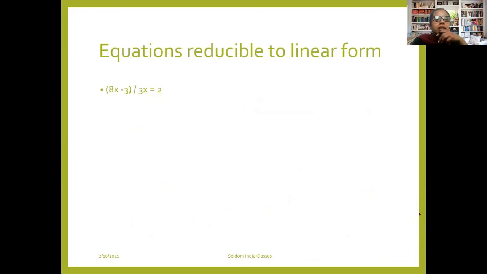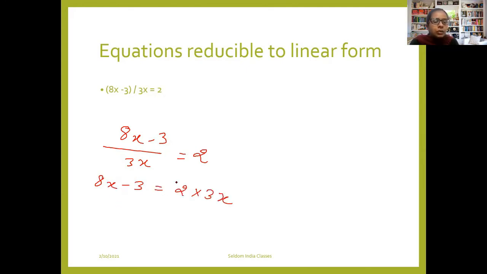Now the next topic is equations reducible to linear form. Some equations are given like this; you have to perform some mathematical operation and convert them to linear form. 8x minus 3 is 2 into 3x. Correct? Now we multiply this 3x with 2 and move the x terms to the right hand side. 2 into 3x is 6x and moving it to the left side will change its sign. So 2x equals 3 and x equals 3 by 2.